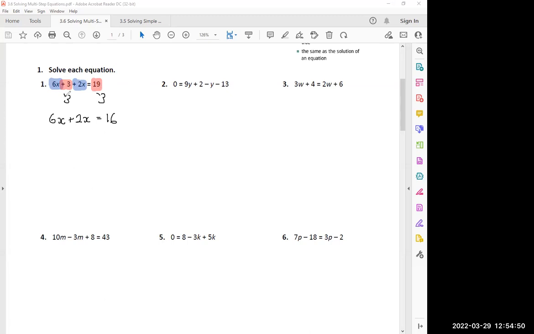Wait. 6x plus 2x equals 16. Correct. Again, I have made the positive 3 nothing by subtracting a 3. And you got to do the same thing on the other side because, you know, equal sign.